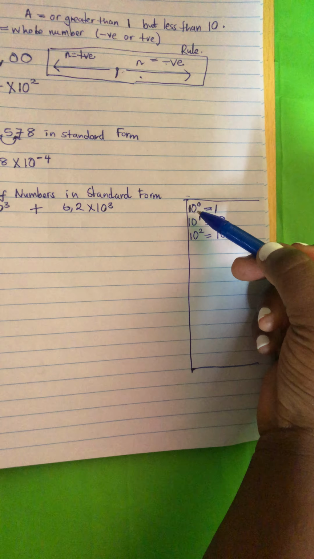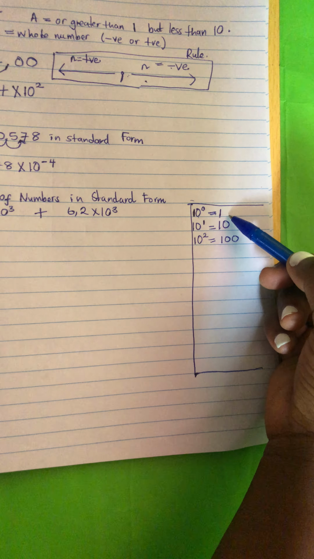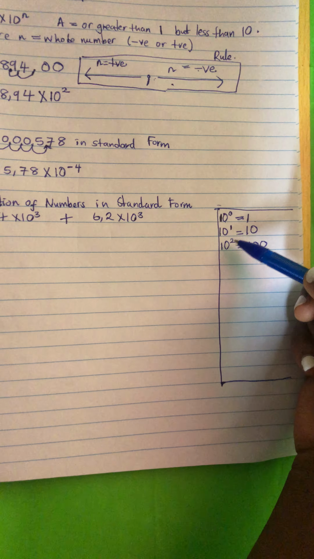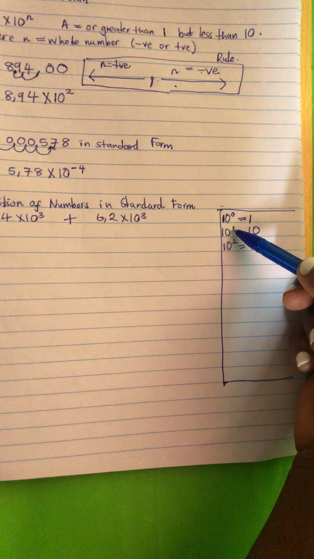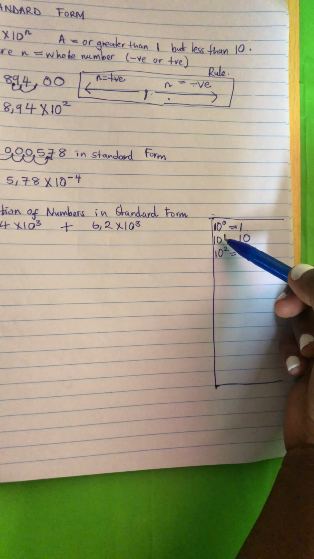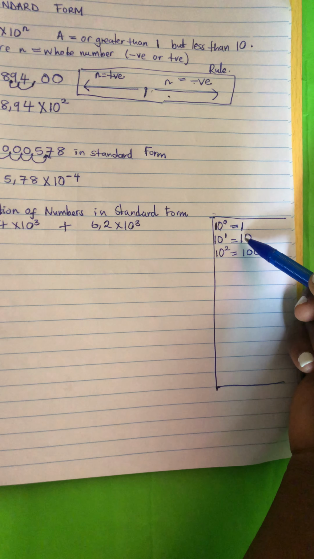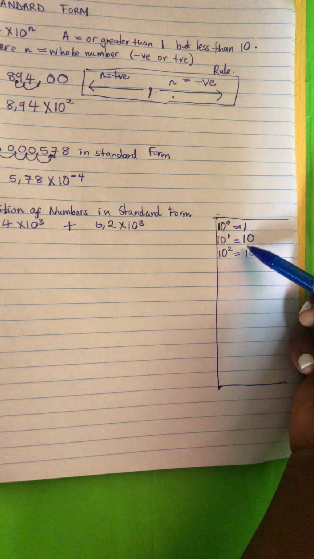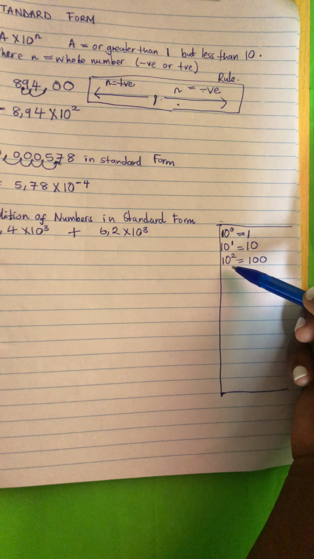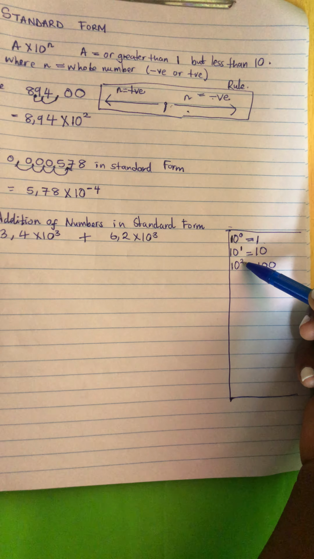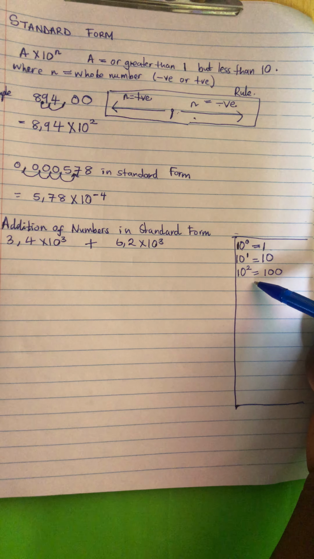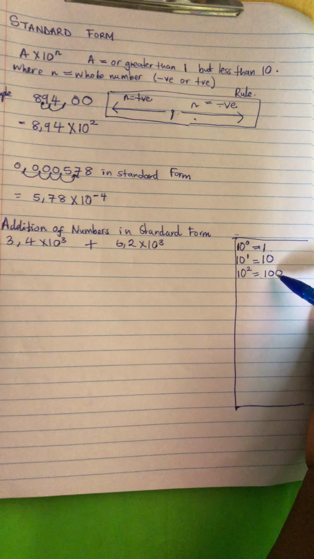What is n? So n here is 0, so you don't put any number after 1. For 10 to the power of 1, n is 1, so how many zeros are we going to add after we write 1? It's 1, so it becomes 10. Here is 10 to the power of 2. Our n is equal to 2, so we write 2 zeros after the 1.